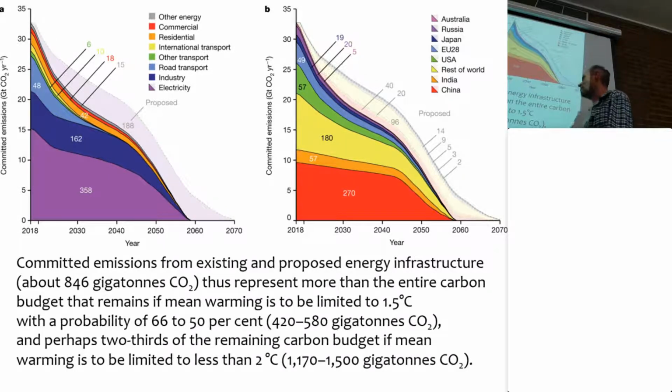right? But if we want to keep the temperature below 1.5 degrees, then we can only emit 420 to 580 billion tons of CO2. That means that some of these things will have to retire prematurely, and some investors will lose their shares, right?